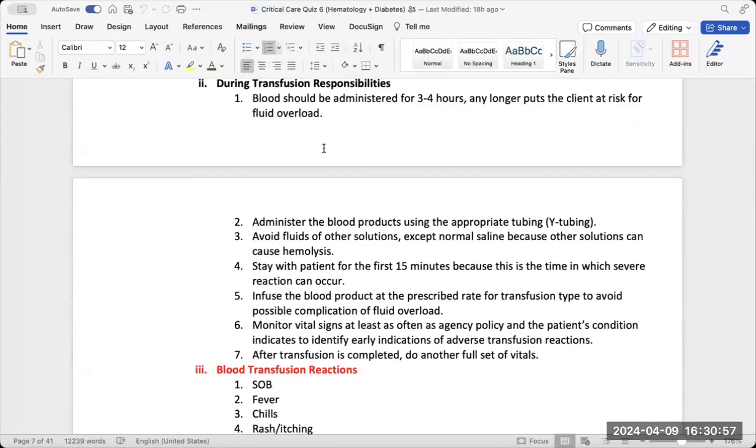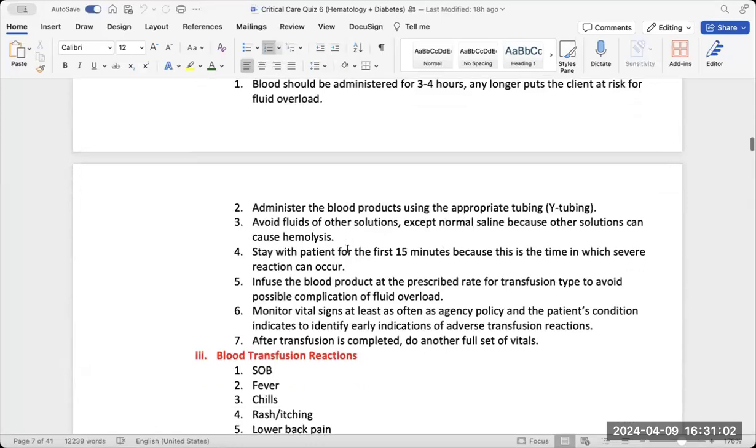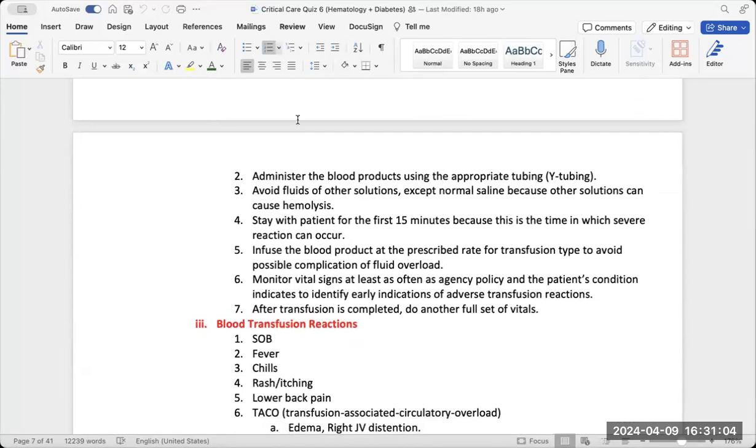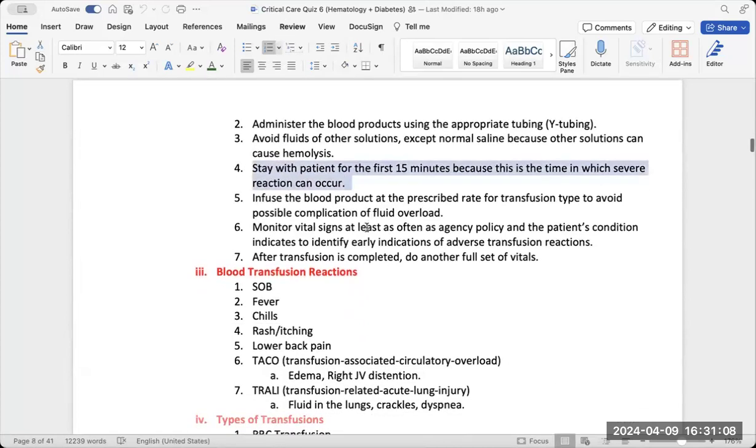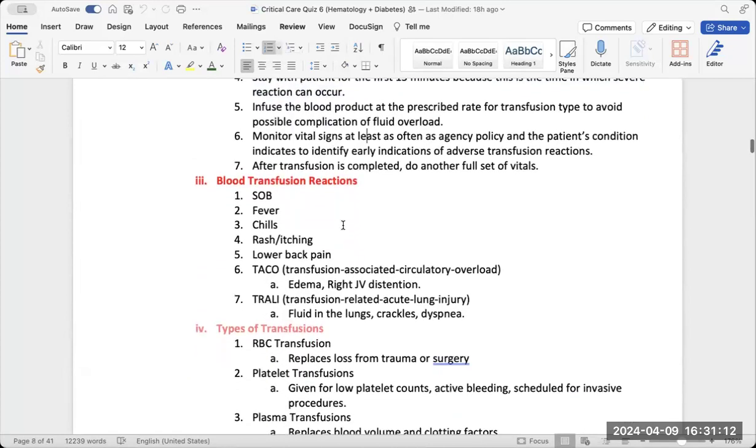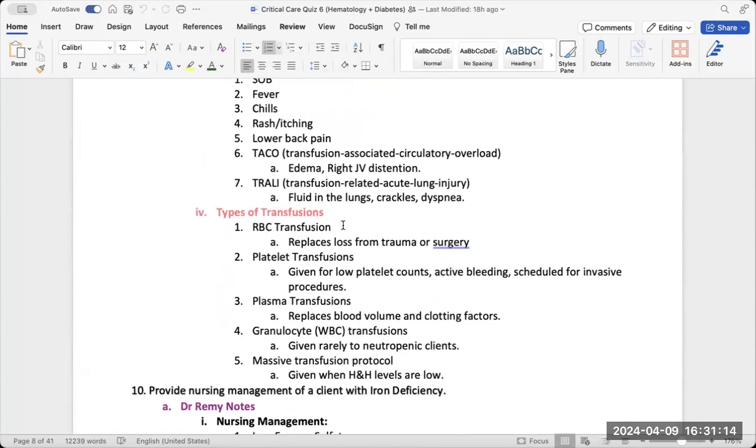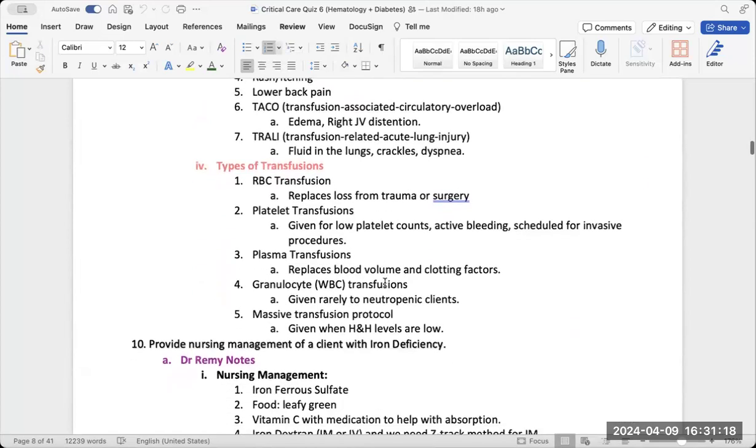We also want to make sure that we have appropriate tubing. That's typically the Y tubing. We already said we use normal saline. And like I said, we stay with the patient during the first 15 minutes because that's when the most severe reaction can occur. And we already talked about what we do when that happens, so I'm not going to get too much into that.